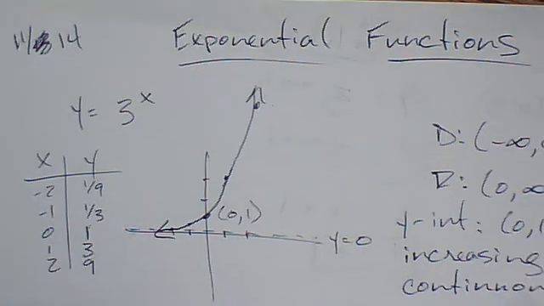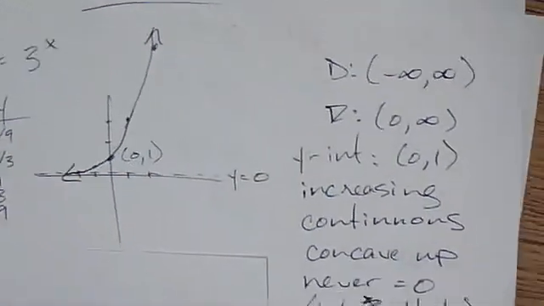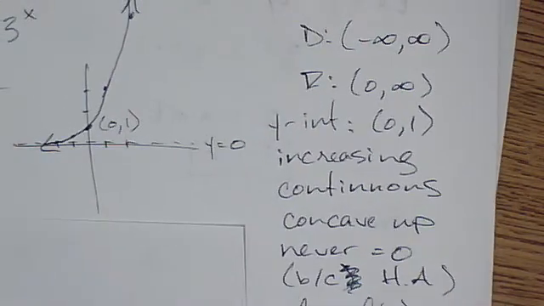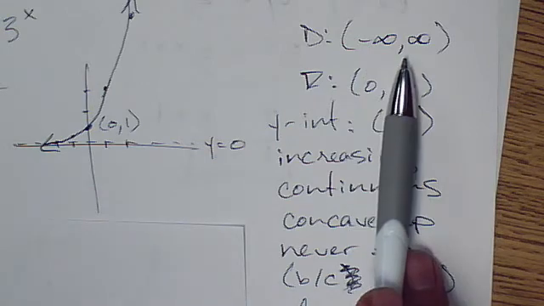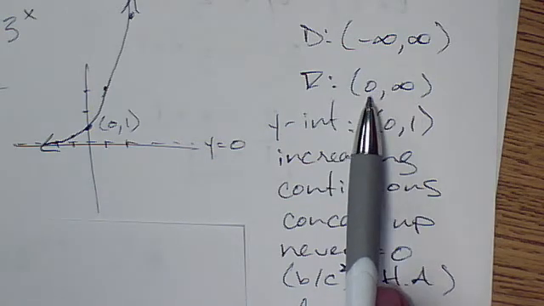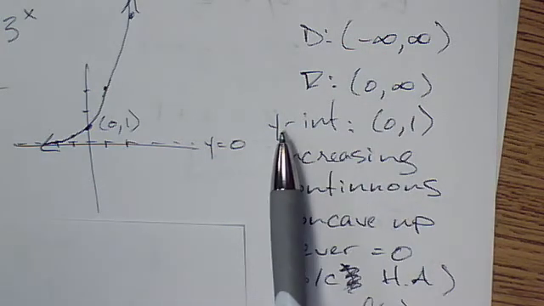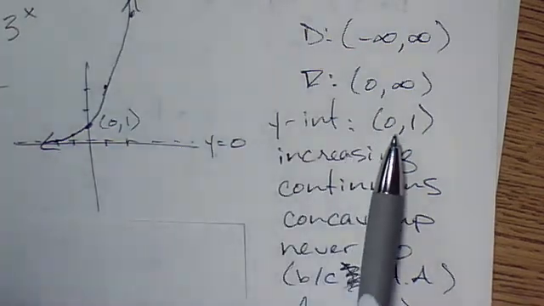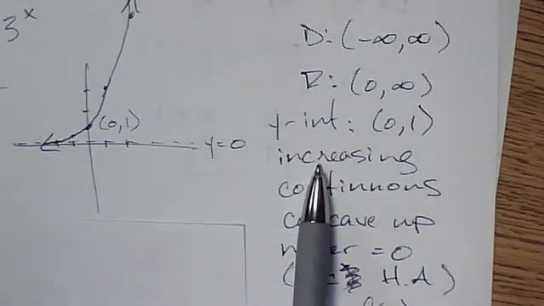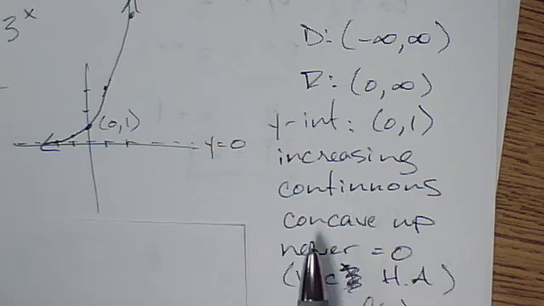And here's just a bunch of characteristics about this graph. You can see the domain of a graph is always going to be all real numbers. The range goes from 0 to positive infinity. The y-intercept is at 0, 1. This graph is increasing. It's always continuous. It's concave up. It never equals 0 because of that horizontal asymptote.